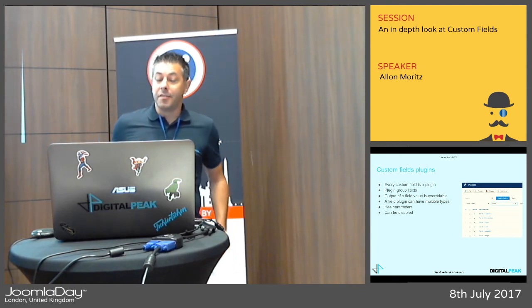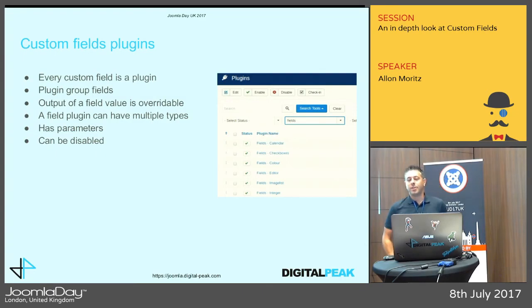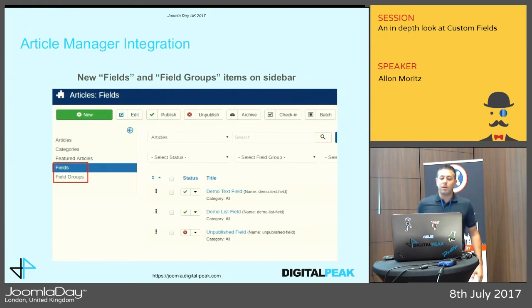Every custom field, as we'll see afterwards, is implemented as a plugin. There is a new plugin group, fields, and every plugin has its own parameters and can be disabled or enabled, as you are already familiar with from plugins. So how did we integrate that into the article manager?